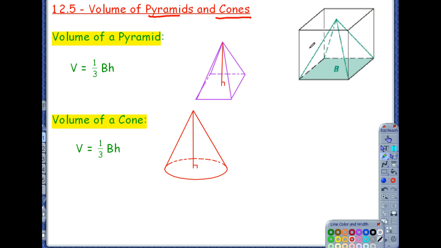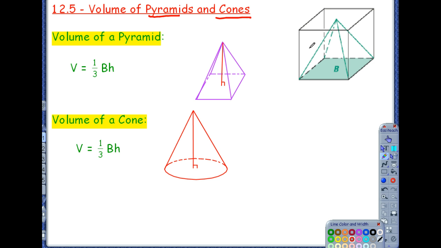These do also, because when we talk about a pyramid or a cone, we know that there's just one base and then all of the lateral surface meets up to a vertex point. So the fact that they have some similar features means their volume formulas are going to be similar. And actually, if you look at them, they're identical.